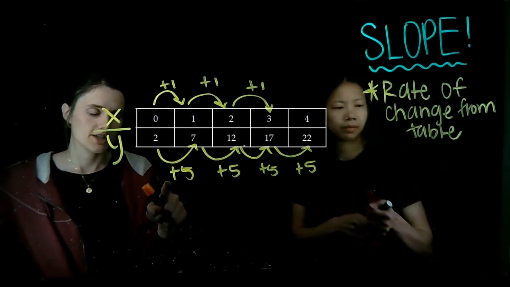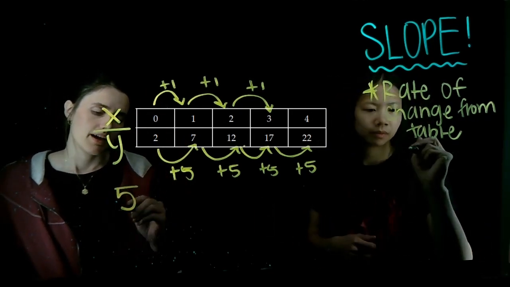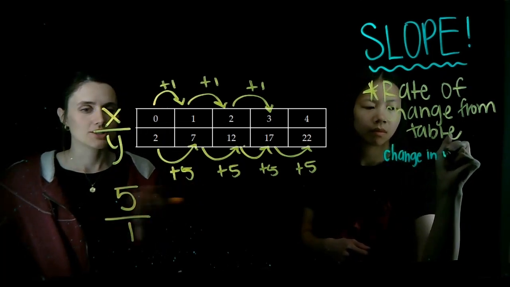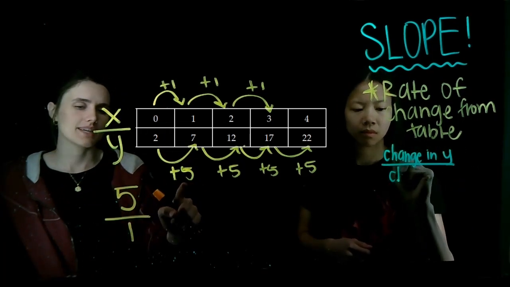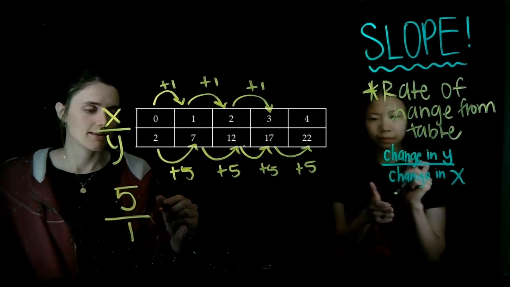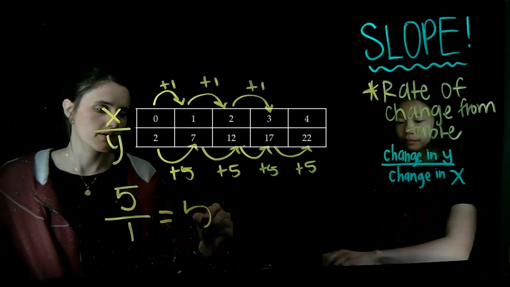So if y changes by 5, we'll have 5 on the top, and then x changes by 1, so we'll have 1 on the bottom. So whenever x is changing by 1, we can really just pay attention to whatever y is, because we know that anything over 1 is just itself. So we can say that our rate of change, or our slope for this table, is 5.